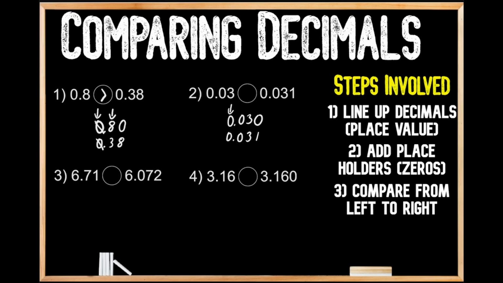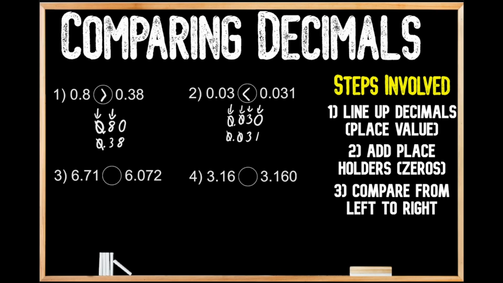We can see in the ones place that they're both the same value, so we move to the tenths place. Once again, they have the same value, so we move on to our hundredths place, where they have the same value as well. So we need to move into our thousandths place in order to properly compare these decimals. Here 1 has a value that's greater than 0, so 300ths is less than 31,000ths.